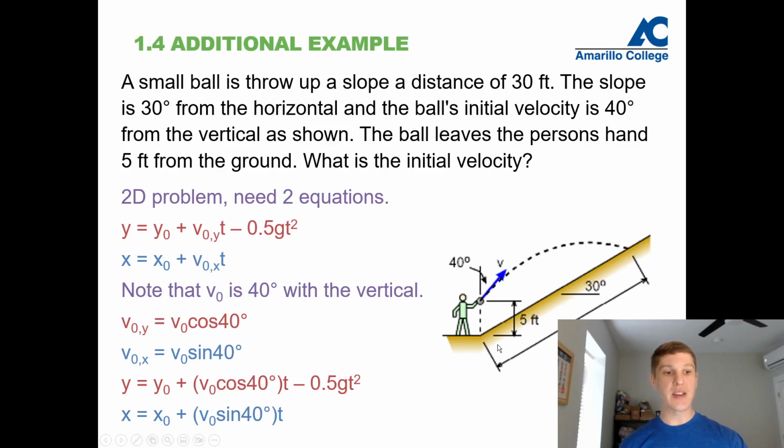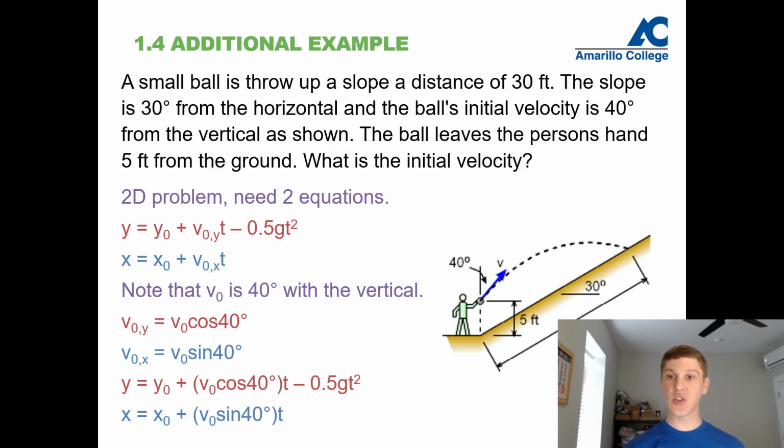The slope is at a 30-degree angle from the horizontal, and the ball's initial velocity is 40 degrees from the vertical. So we have our 30-degree angle on the slope from the horizontal, and the ball's initial velocity was 40 degrees from the vertical. The ball leaves the person's hand 5 feet from the ground. What is the initial velocity?